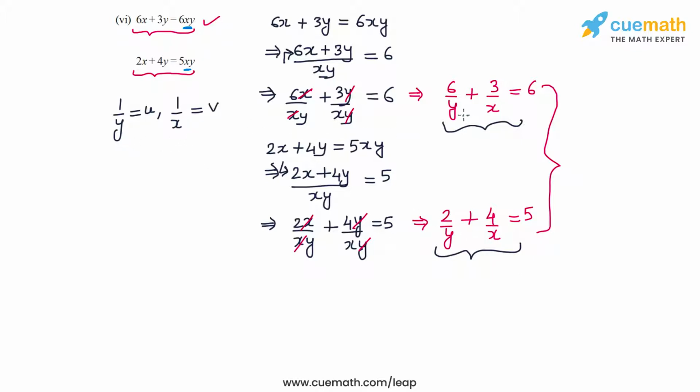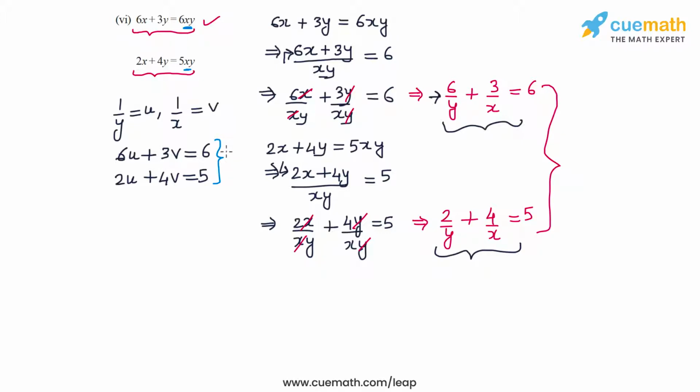So if we do this for the first equation, we get 6 by y or 6u plus 3 by x or 3v equal to 6, and if we do this for the second equation, we get 2 by y or 2u plus 4 by x or 4v equal to 5. So now we have this pair of equations which are linear in u and v. So now let's solve them.